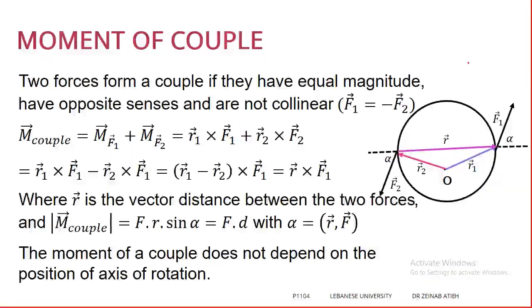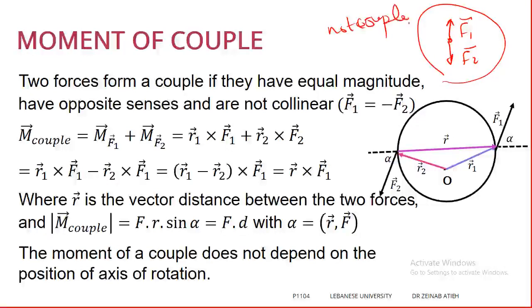Now let's talk about a couple. What is a couple? A couple is defined as a set of two forces that have the same magnitude, opposite senses, and are not on the same line, like this. So F1 and F2 like this. They do not form a couple because they cannot rotate anything like this. We cannot rotate anything like this. So these do not form a couple.